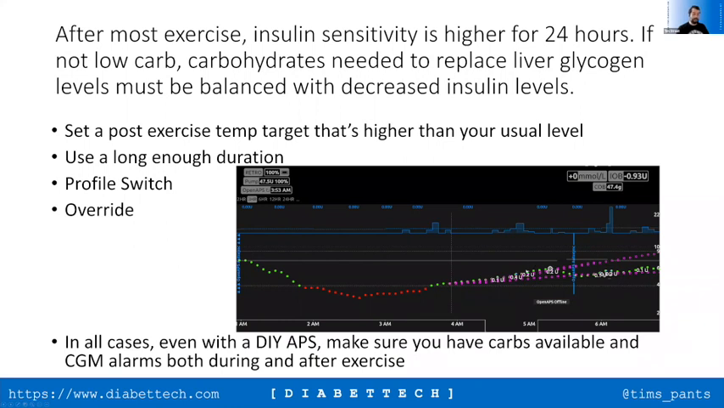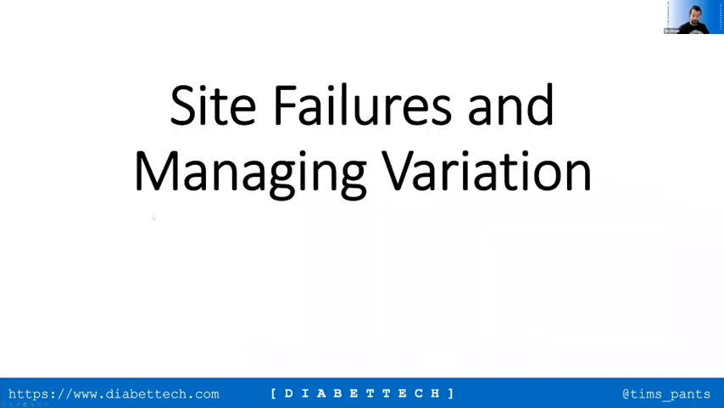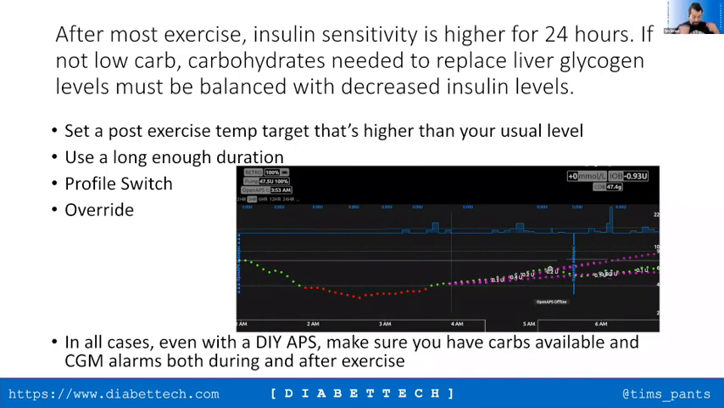So when you're doing exercise, it's not just the pre-exercise and during-exercise pieces that you need to check on, it's also your post-exercise levels and making sure you're doing the right things to deal with that. Before we move on, does anybody want to raise anything in relation to exercise?